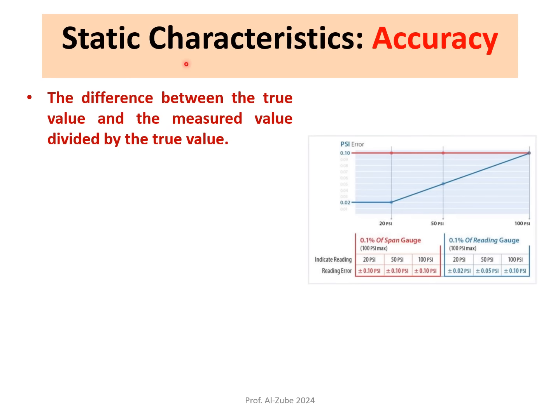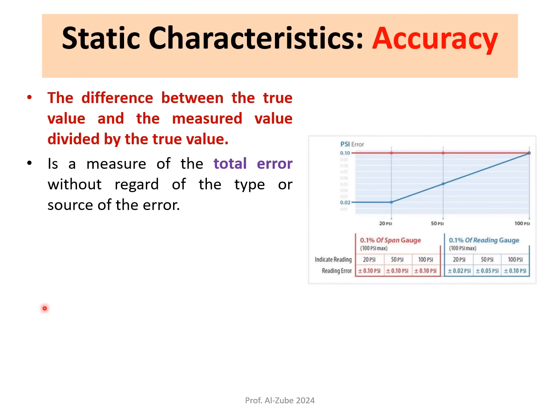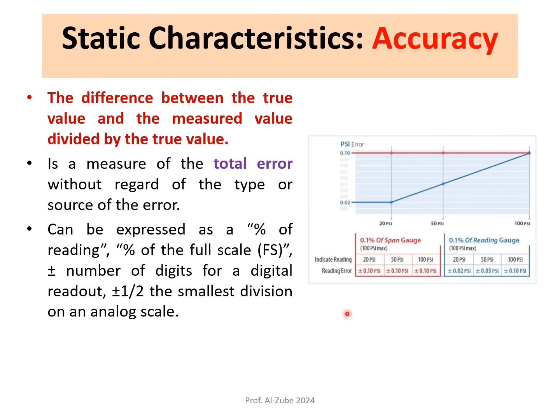One of the static characteristics that we mentioned before is accuracy, and it's the difference between the true value and the measured value divided by the true value, and then you multiply by 100% to get a percentage. Now we have two ways to represent accuracy. It's a measure of the total error without regard of the type or source of the error, and that's why we like it, because it's a collective measure of errors. We can represent this as a percentage of the span gauge or percentage of the reading gauge. And when I say span gauge, I mean the entire range of reading.